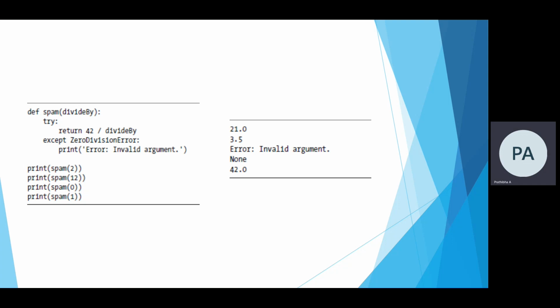Now I try to execute the same way. print(spam(2)) will get executed, you will get a value, and spam(12) will also be executed, you will get the value 3.5. When you try to execute spam(0), this causes the try block to raise an exception, and it goes to the except block and prints the statement 'Error: Invalid argument'. Once you're done with that, then print(spam(1)) means you continue with the execution of the program. You pass the argument 1, try to divide 42 by 1, the answer is returned back to the print statement, and here it is 42.0.